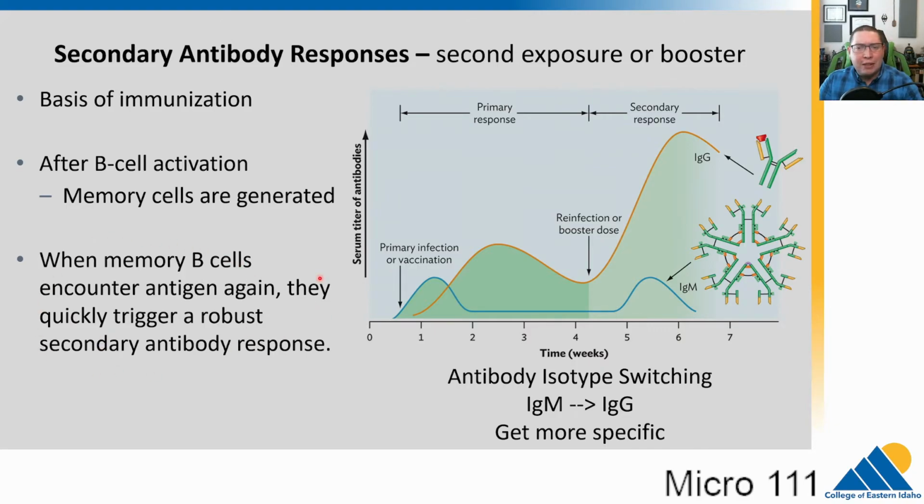So I want to reiterate, these B memory cells are key to why we can mount the response much faster the second or subsequent times. This protection will wane over time, right? It also is only still recognizing that specific antigen. If the pathogen mutates, like we've seen with COVID, your response will not necessarily recognize the new antigen that is produced.